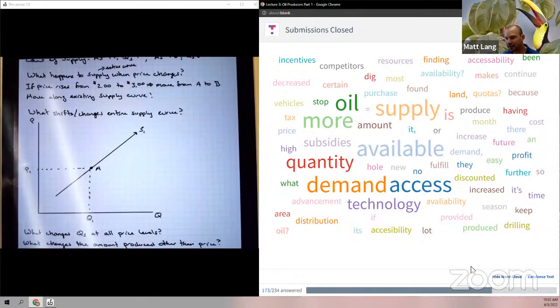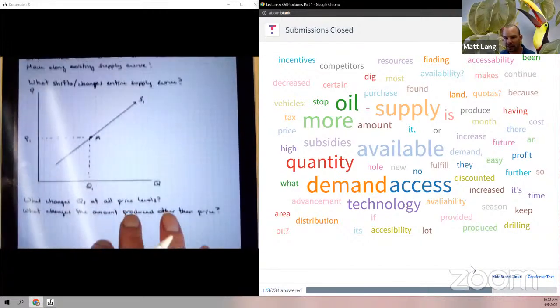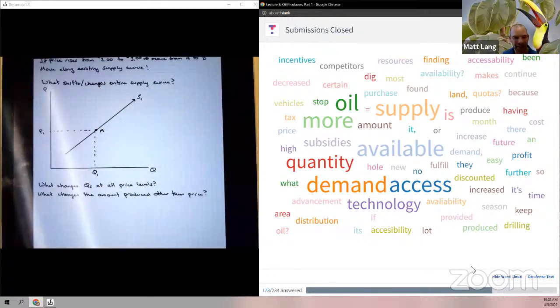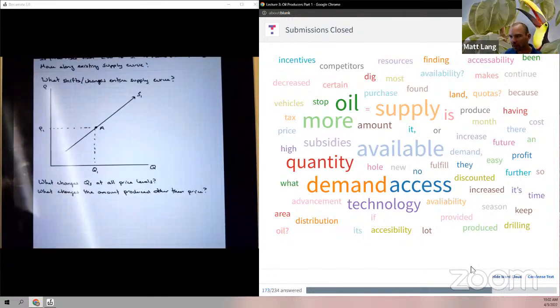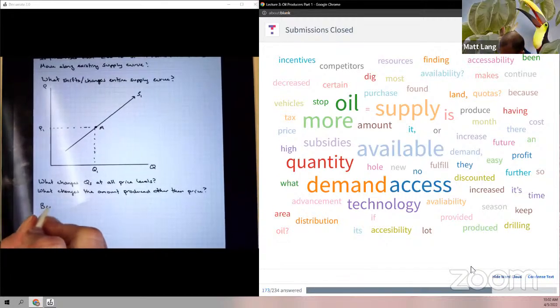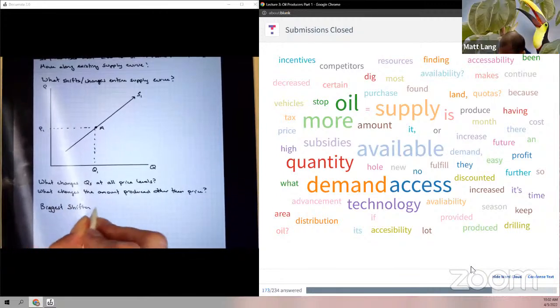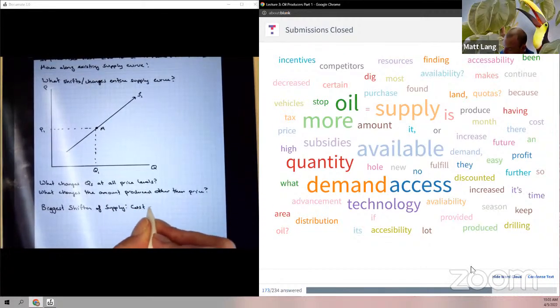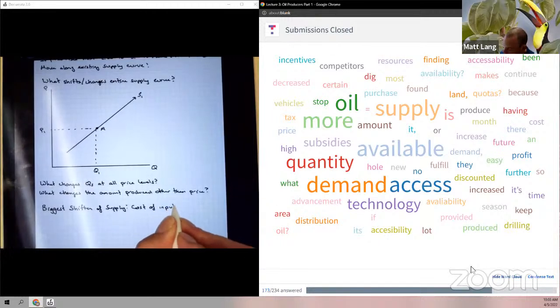So lots of different ways that we can ask this and a lot of great answers up there. So let's condense this. We don't want to have like 70 different answers up here, right? But we can put them into categories that really capture a lot of what you've answered. So I'm going to start with the biggest shifter of supply. The biggest shifter of supply is going to be the cost of inputs or the cost of production.